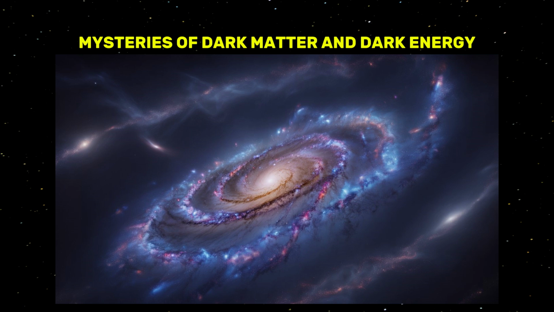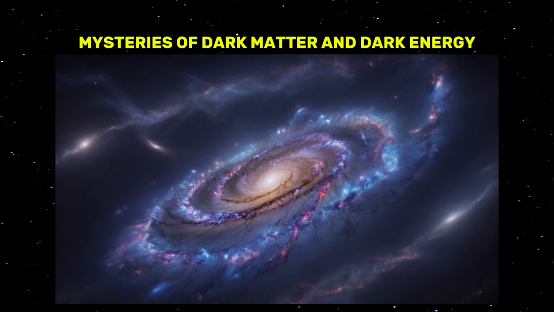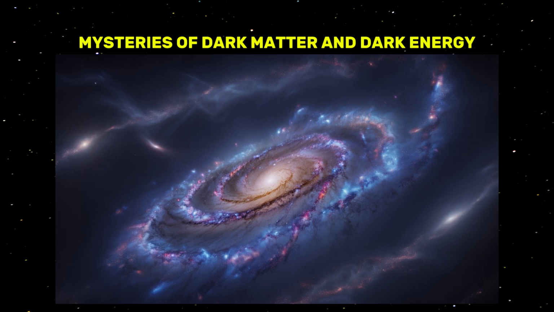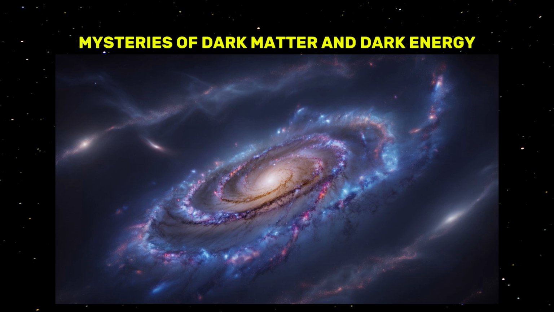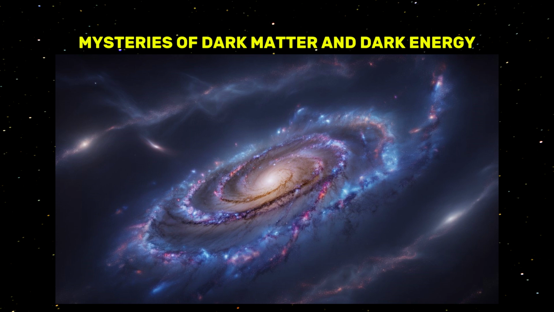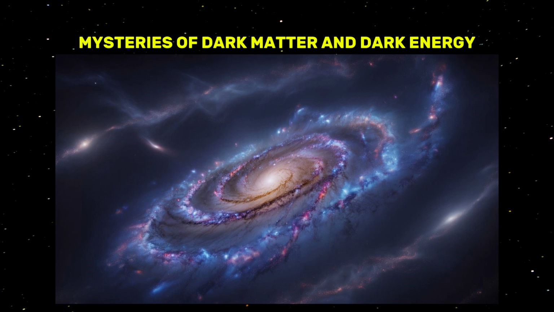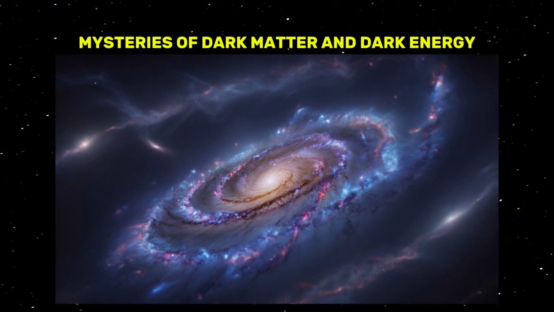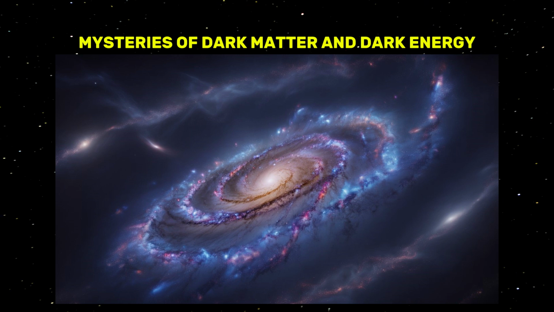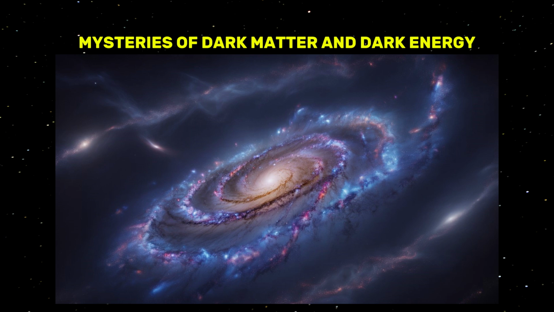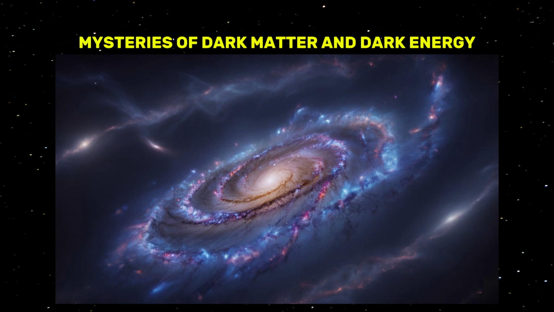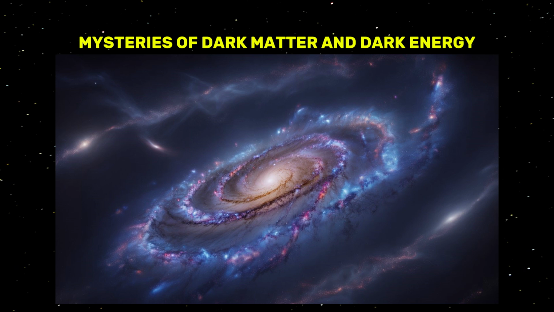The hunt for dark matter began with an unusual observation in the 1930s by Swiss astronomer Fritz Zwicky. While studying the Coma cluster, a group of galaxies bound together by gravity, Zwicky noticed something strange. The galaxies were moving much faster than expected based on their visible mass. According to Newton's laws of motion, they should have scattered apart at such speeds, but they remained gravitationally bound. Zwicky proposed that an invisible form of mass must be holding these galaxies together.